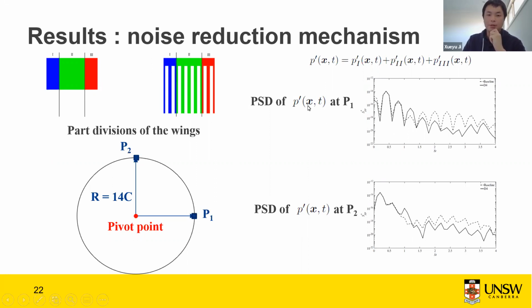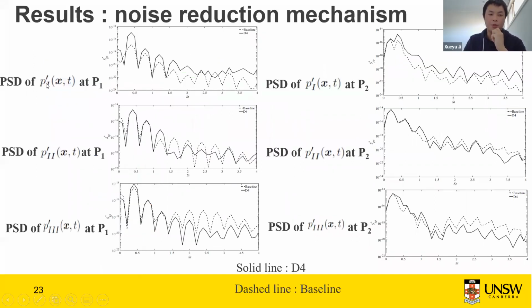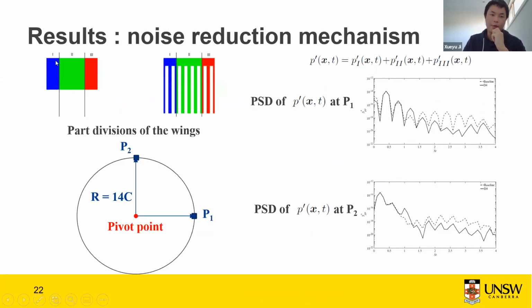Let's look at the total sound pressure at P1. You can find that at ST larger than 1.5, the PSD of D4 is much smaller than that of the baseline. The same finding can also be found for P2. Then in the next slide, I studied the PSD created by the first part at P1 and P2, and also the second part and third part. If you look at the first row, you can find that D4 has actually increased the PSD for both points, which means that the part near the wing root has increased the total noise.